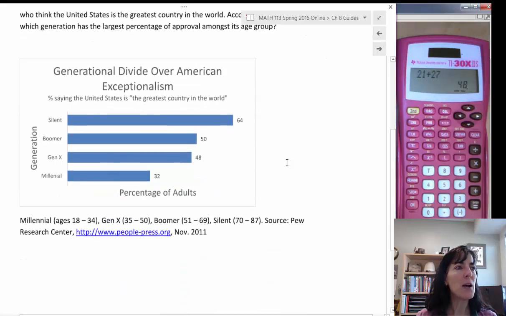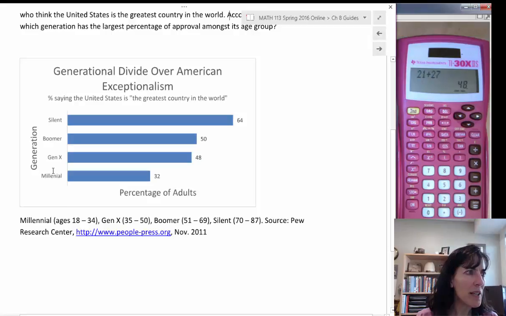And so if we slide down just a little bit, it's showing me generational divide over American exceptionalism, percent saying the United States is the greatest country in the world, and you can see that there's a number at the end of each bar, and that corresponds to, down here it tells you the percentage of adults, and then on the left it says what generation: silent, boomer, Gen X, and millennial.